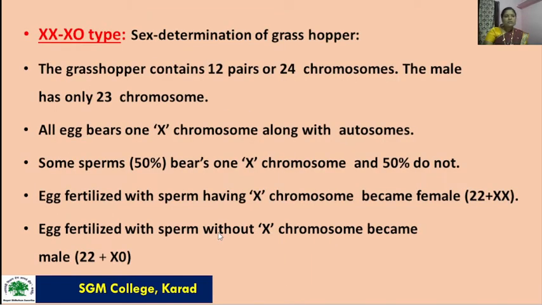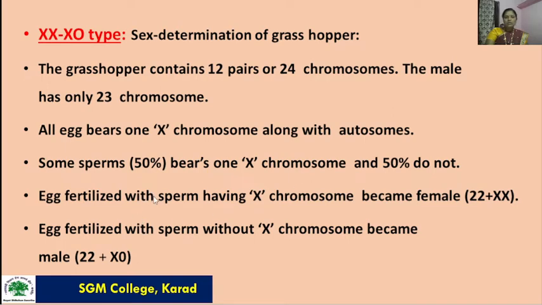Then another one is the XO type, that is sex determination in the grasshopper. The female grasshopper contains 12 pairs, or 24 chromosomes. The male has only 23 chromosomes. All eggs bear one X chromosome along with autosomes. Among sperms, 50% bear one X chromosome and 50% do not.